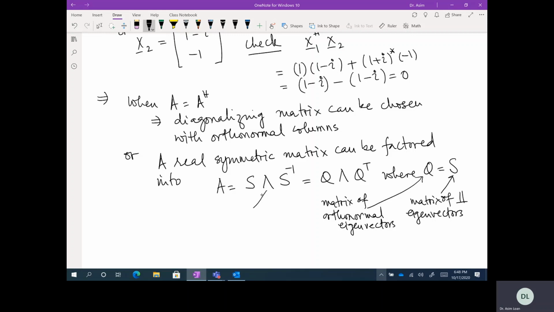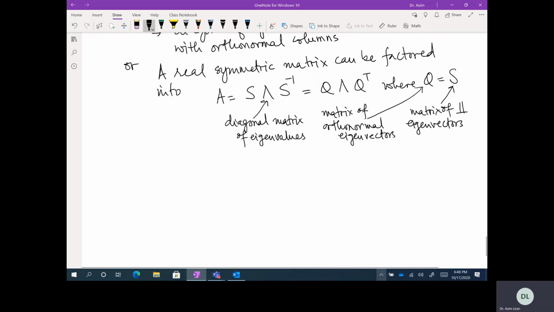Okay, and this lambda is a diagonal matrix of eigenvalues, corresponding eigenvalues. Remember, these eigenvalues and eigenvectors have to be corresponding. If lambda 1 is the first one, then the corresponding eigenvector x1 has to be the first vector in the matrix.